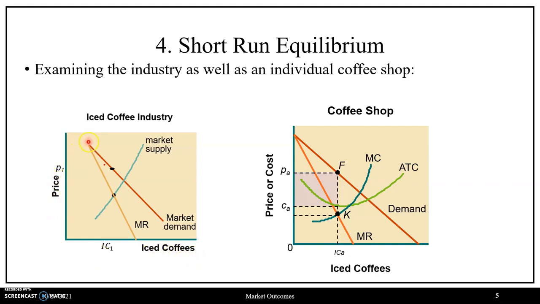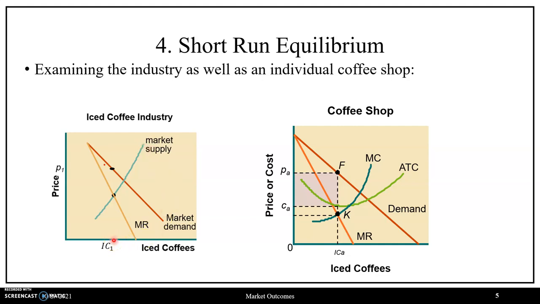In terms of our market for iced coffees, we have market demand that is downward sloping, an inverse relationship between price and quantity. We also have our downward sloping marginal revenue curve that's strictly below market demand. And we have our upward sloping market supply curve, a positive relationship between price and quantity, and this can correspond to the sum of marginal cost curves for our individual coffee shops.